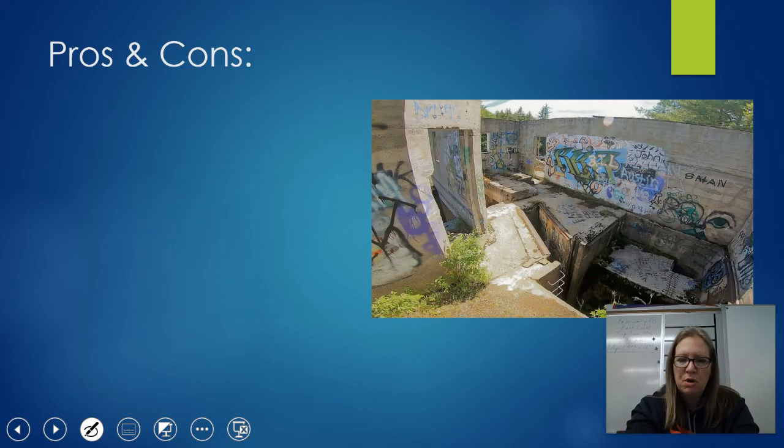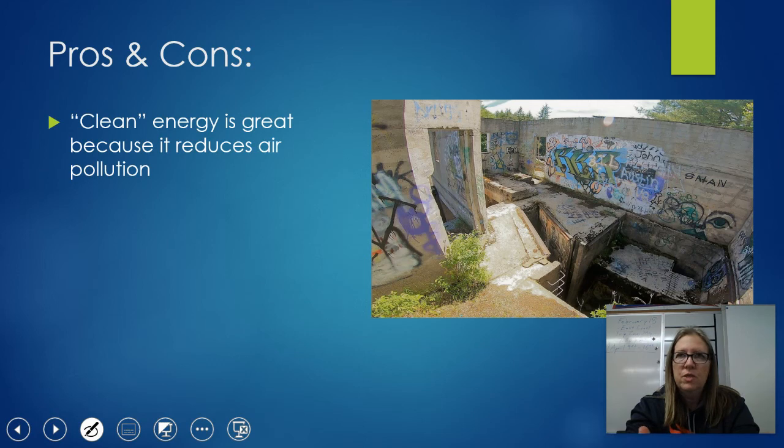So there's pros and cons to this, right? A lot of these renewable sources are considered clean energy, and we need clean energy because air pollution is a big problem. And there's a lot of it. I mean, we're always going to have wind. The sun's not going anywhere anytime soon. We've got plenty of water. So it seems like we'd have plenty of it.